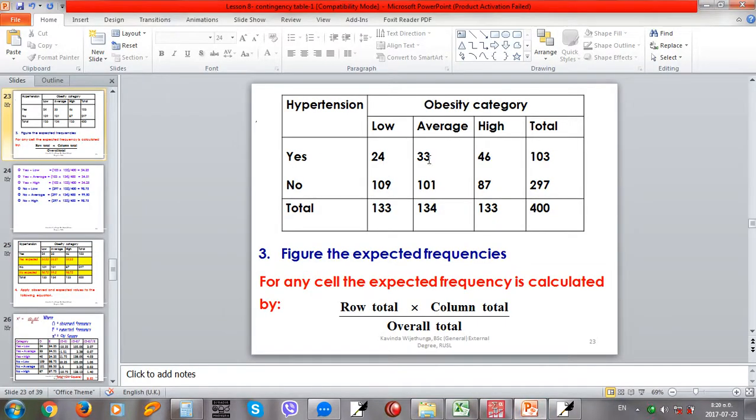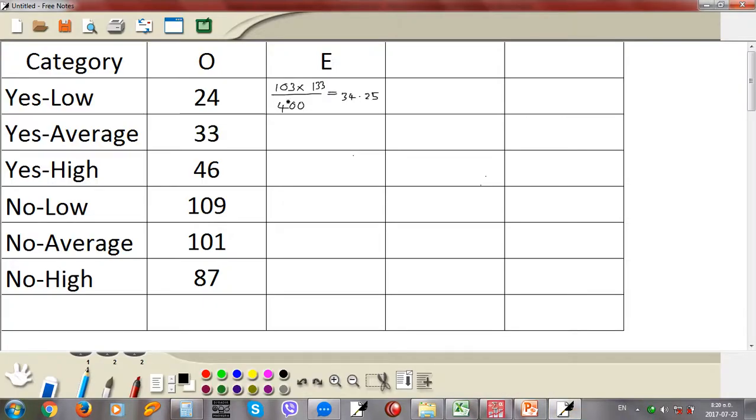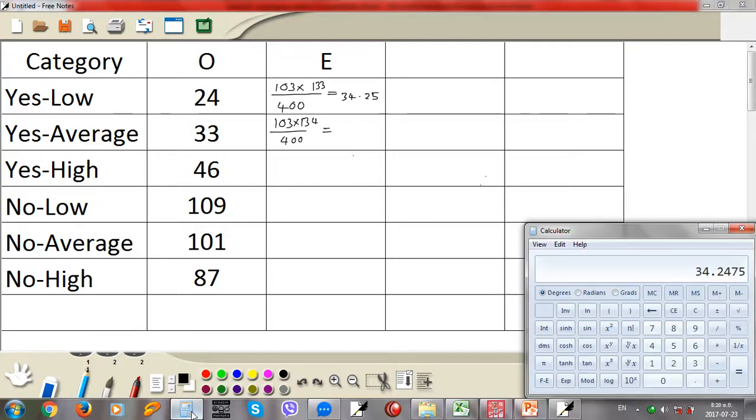Next, 33 means this one. Row total is 103, column total is 134, grand total is 400. It means 103 multiplied by 134 divided by 400. We will see what is the value. That is 34.51.